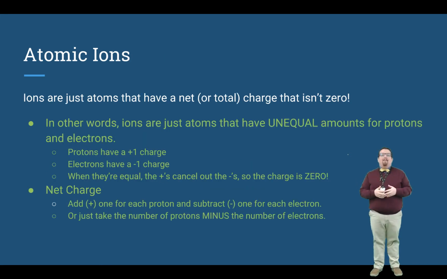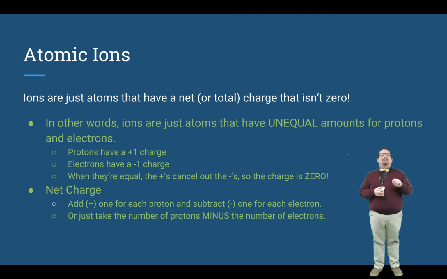Anytime we have an atom, we have an exactly equal number of protons and electrons. That's actually one of the definitions of an atom, that the overall charge is 0 or neutral. If we have an unequal amount of protons and electrons, then we no longer have an atom, we have what's called an ion. An ion is just like an atom, except it has a non-zero total charge.